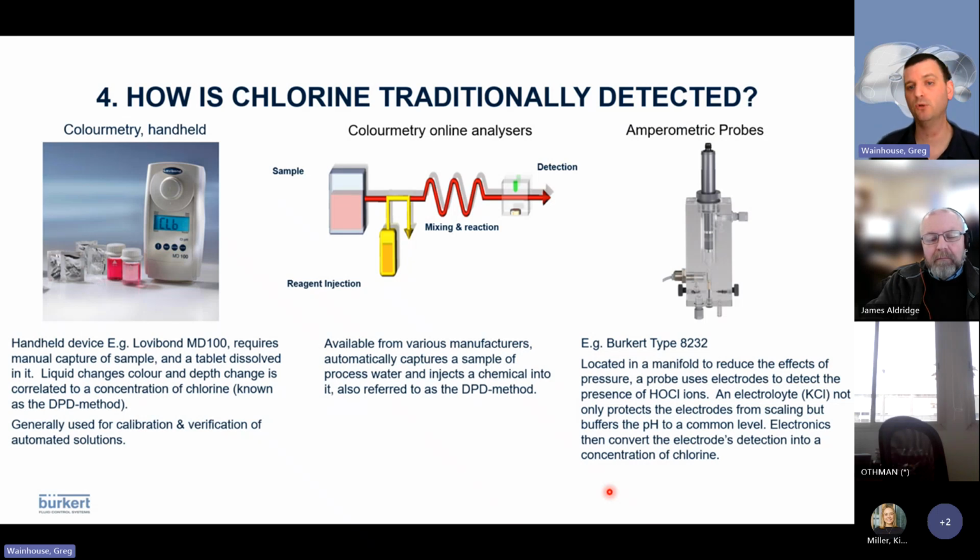So it's very, very important that the electrolyte also remains clean, clear, and pure as well, because it's doing a job. It's doing two jobs in there. So they're really, really important.